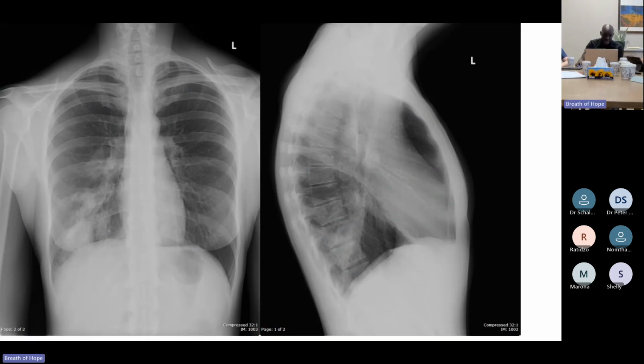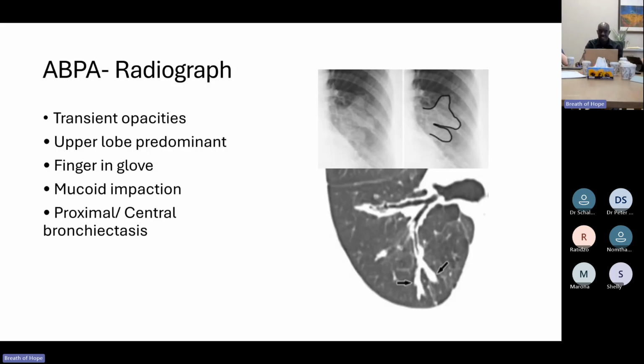Radiologically, most of these patients will have atelectasis with quite thickened bronchi with mucus plugs in them, and it's probably much clearer on your CT scan. On CT scan you see what we call the finger-in-glove sign with quite widened bronchi.